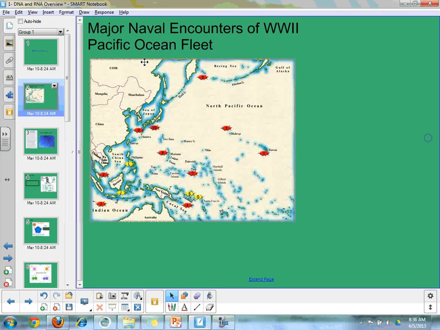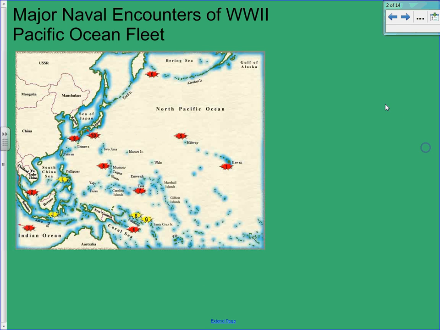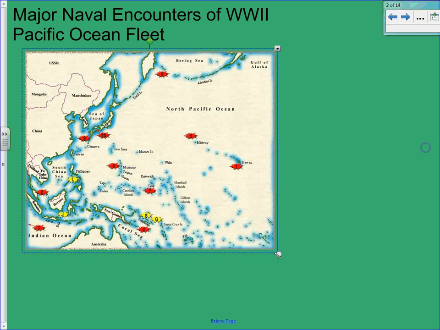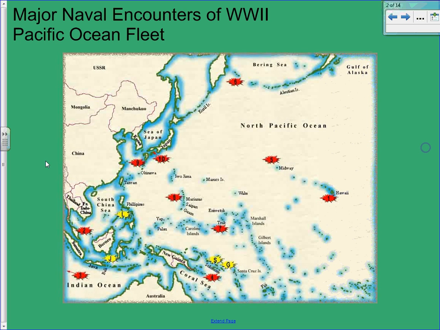All right, hello again, and today we're going to be talking about DNA and RNA. So you may be wondering, why does Mr. Seggerman have a map of the major naval encounters of World War II in the Pacific Ocean Fleet when I'm talking about DNA and RNA? Well, you guys did an activity with coding for the order of 20 fruits in a random order. And this is, you might not realize it, but not too different from that.